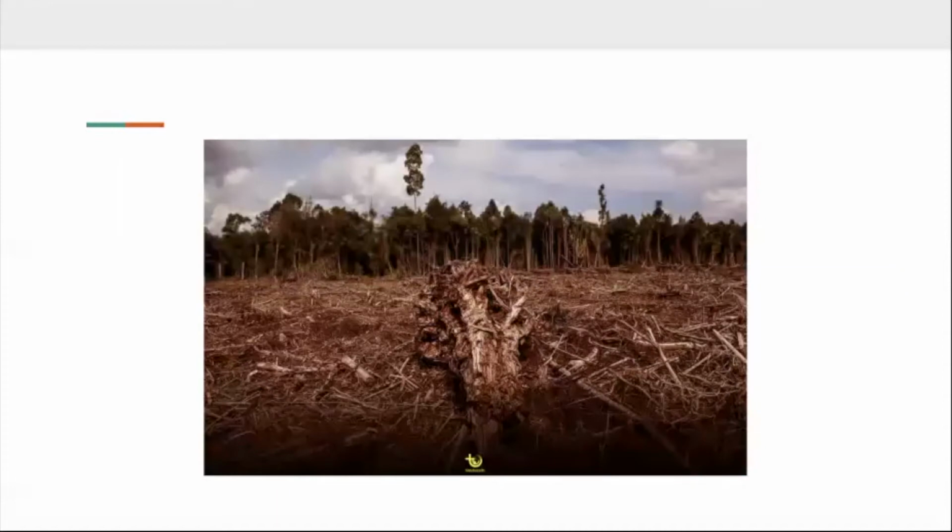And this picture is basically an example of habitat destruction. So we can see that there was a bulldozer that tore down all these trees, and these trees were once a habitat for the organisms that lived in that forested region.